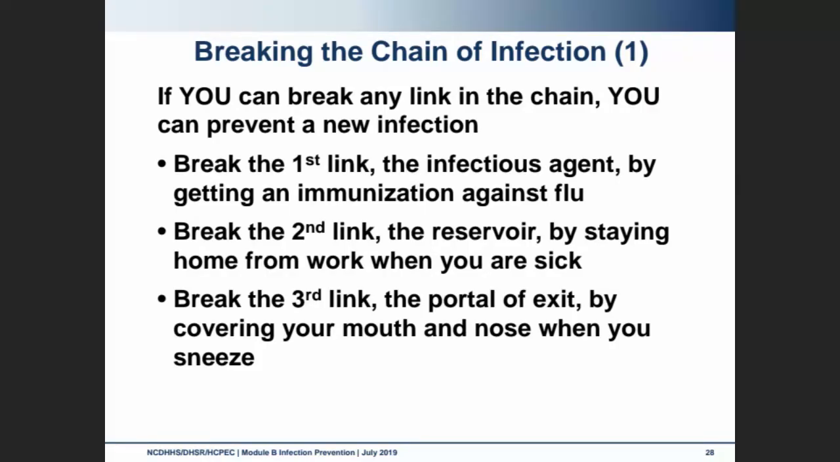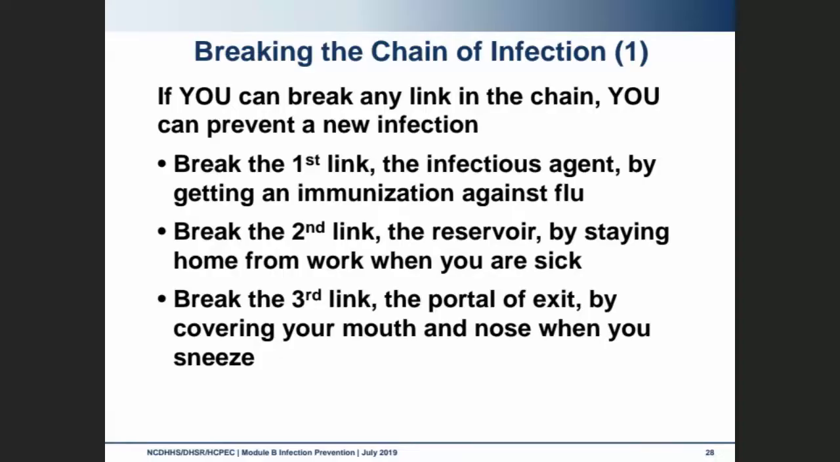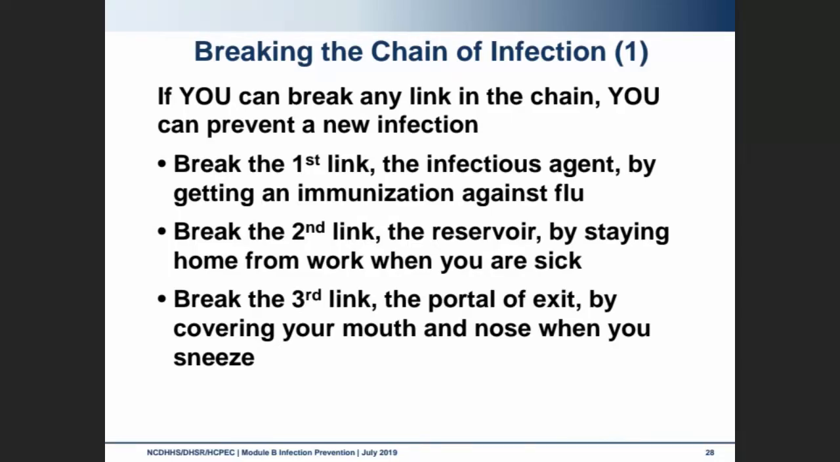So again, if you can break any link in the chain, you have prevented an infection. Some examples of how we can break each of the links: in the first link, the infectious agent, we can break that link by getting immunized against the flu, for example. The second link, the reservoir: if we're sick, we stay home. If we're the home for the germ, we stay home so that we're not spreading it.